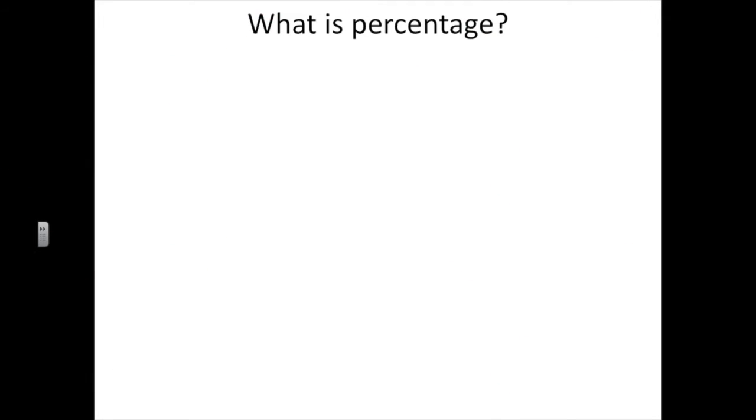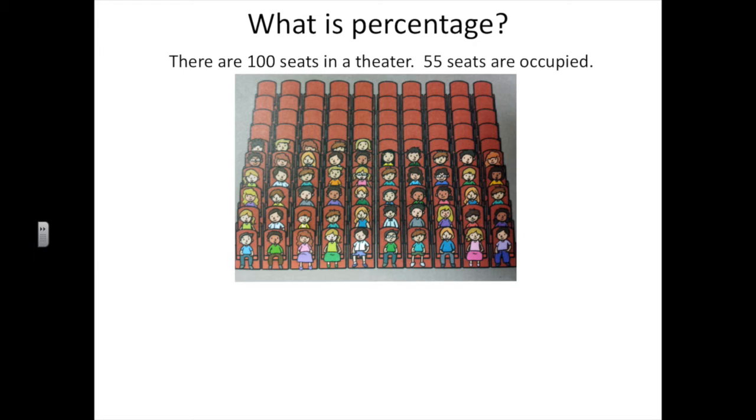Let's pretend that you go to the movies, and there are 100 seats in the theater. 55 seats are occupied. That means that 55 seats are filled. So let's use this to learn what percentage is. How many seats are unoccupied? Well, if there's 100 seats in the theater and 55 are occupied, that means that 45 are unoccupied, right?